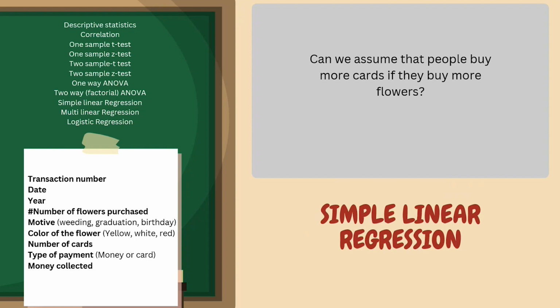Now, it could be confusing since the answer for the question seems to be a yes or a no, but this is not the answer. The only way to assume if people buy more cards or not is to see how much these two variables are related. The answer to this question is a number. We want to see how many cards people will buy according to the number of flowers.